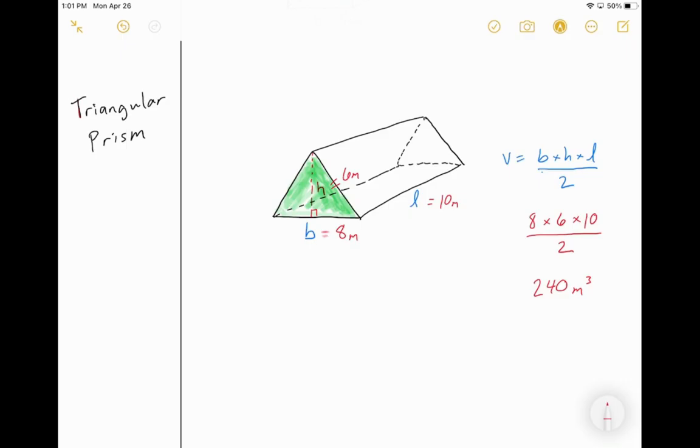Let's do another one of these just to make sure that we got it, because I know these ones can be a little bit more confusing.